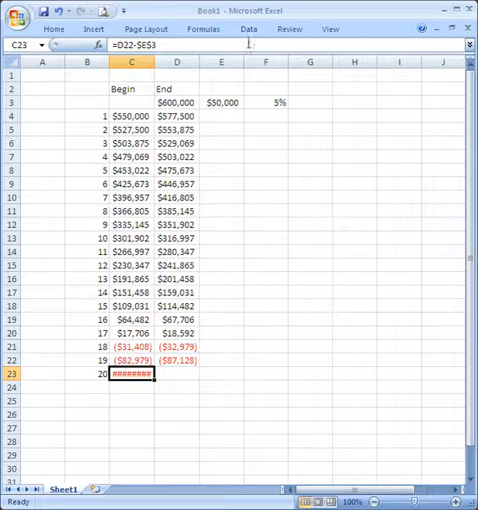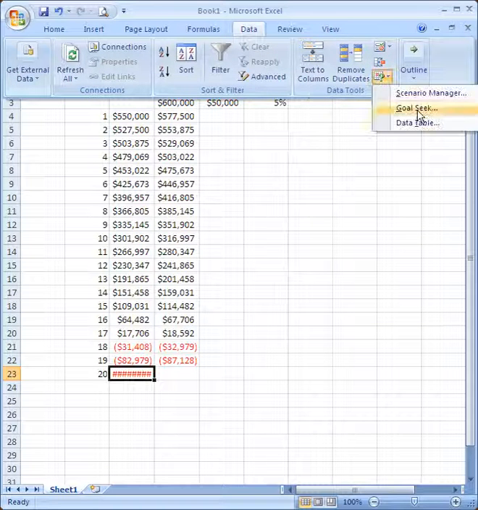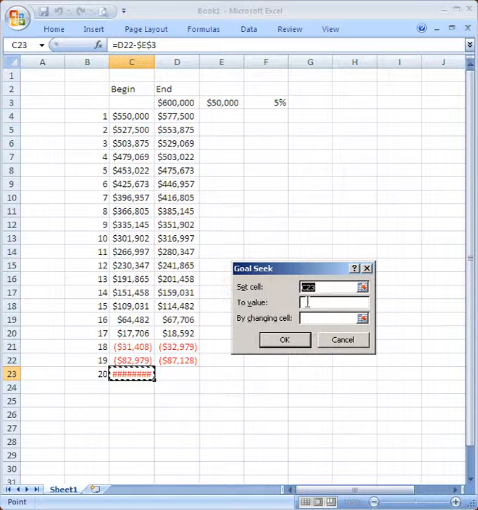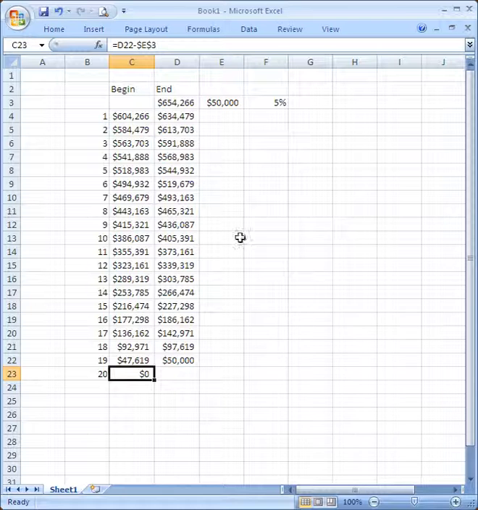What we'll do now is goal seek this value to 0. We'll see what amount we need to start with instead of 600,000 so that we use up our money just at the end and have enough during the time that we need it. The answer is that if we set aside $654,266, we can take out $50,000 1, 2, 3, 20 times and exactly use up the money.